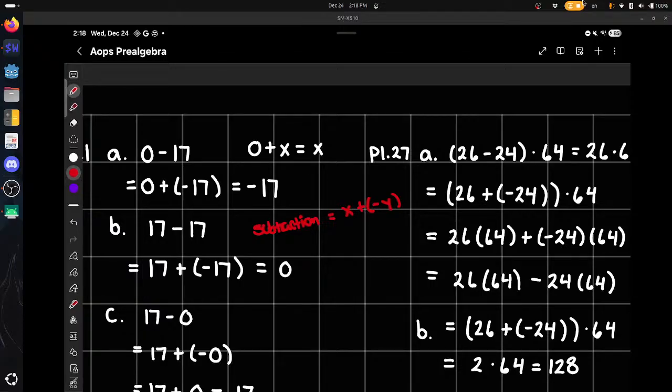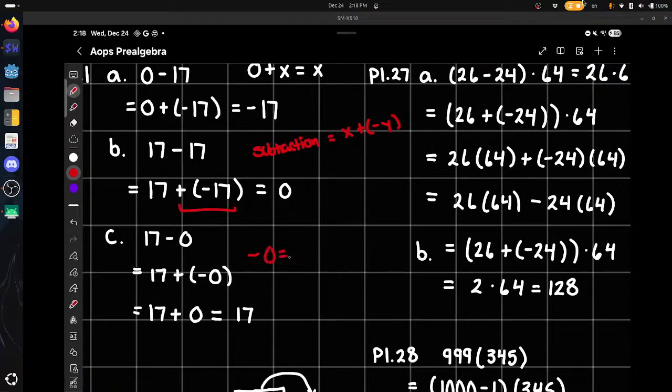B is solved in a similar way. Take the definition of subtraction. We see that we're just doing additive inverse, so we get 0. And then C is done a similar way. We know that the negation of 0 is still 0, so it means you're just adding 17 to 0, which means you just get back your same result. So it's really just definitions that you're doing in algebra. You're just messing with definitions.